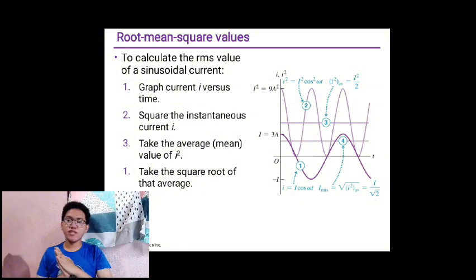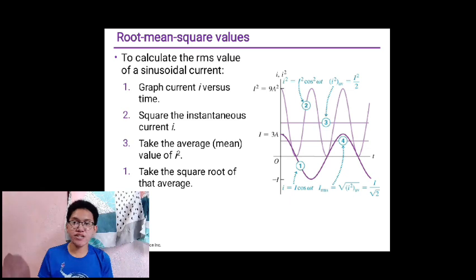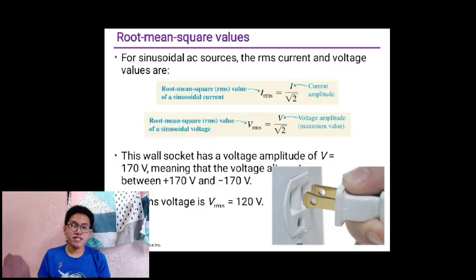Now let's proceed with the root mean square values, or the RMS. Since AC voltage and current continuously change, we use root mean square (RMS) values to represent their effective magnitude. These are the steps to find RMS. First, square the instantaneous value. Second, find the average. And third, take the square root.